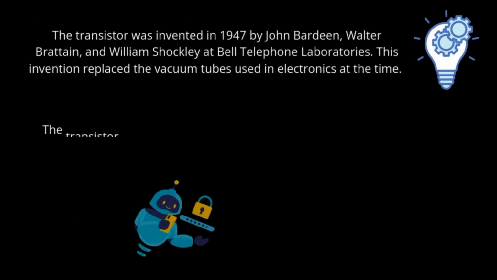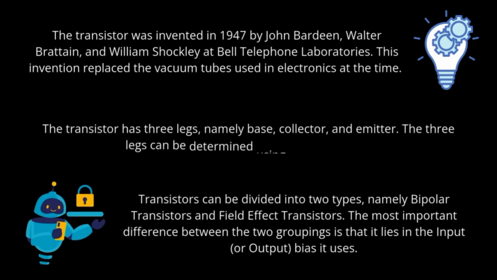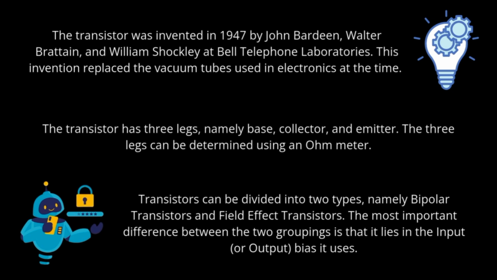The transistor was invented in 1947 by John Bardeen, Walter Brattain, and William Shockley at Bell Telephone Laboratories. This invention replaced the vacuum tubes used in electronics at that time. The transistor has three legs, namely base, collector, and emitter. The three legs can be determined using an ohmmeter.